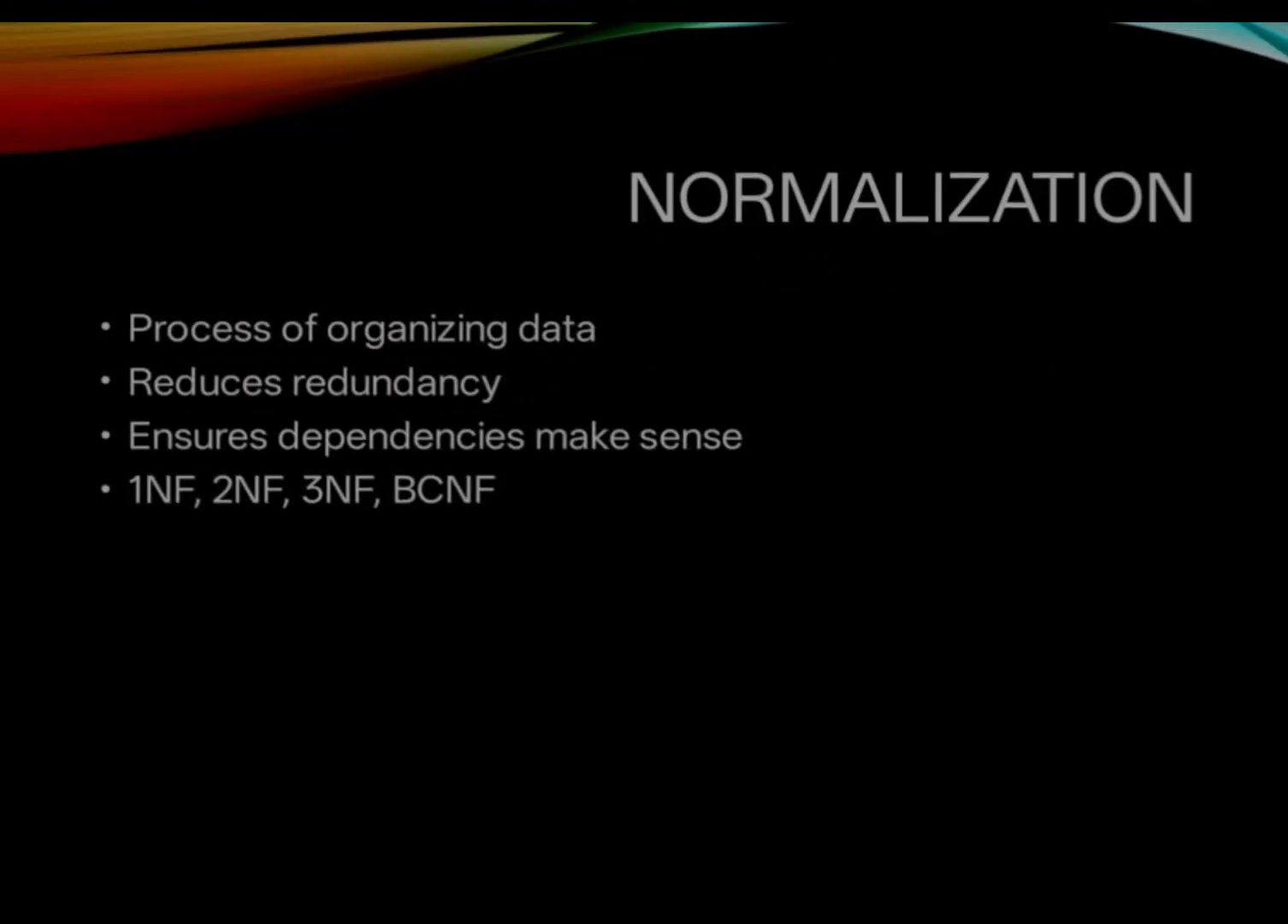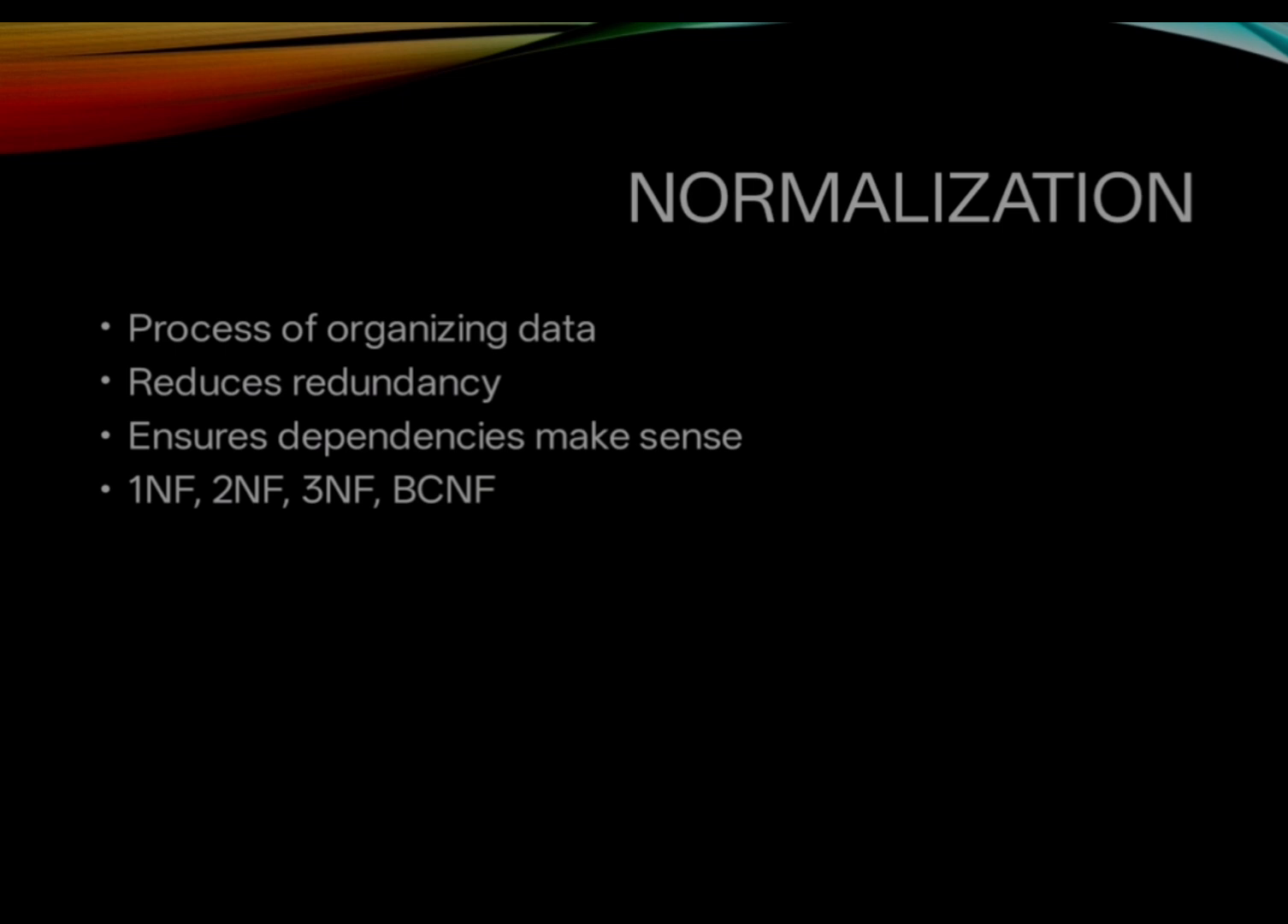And the next is normalization. Normalization structures a database to reduce redundancy and improve integrity. It involves dividing large tables into smaller ones and establishing links. It is easy to use. There are multiple forms: first normal form, second normal form, third normal form, and Boyce-Codd normal form.